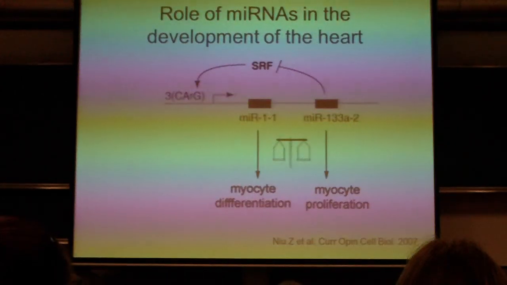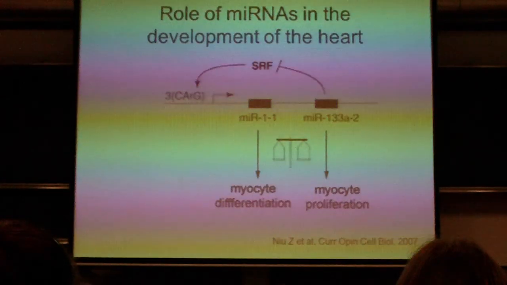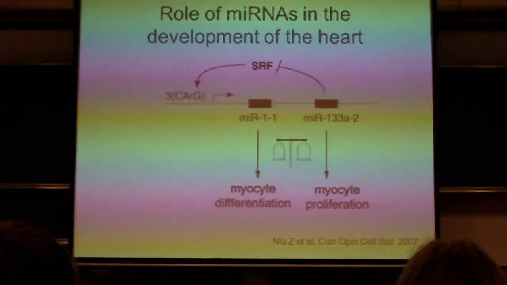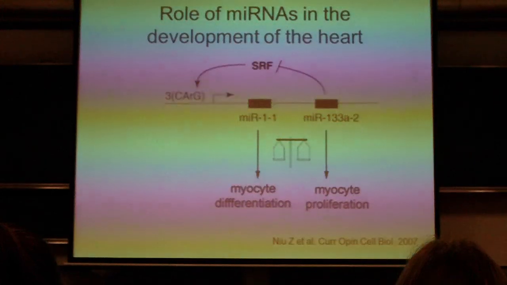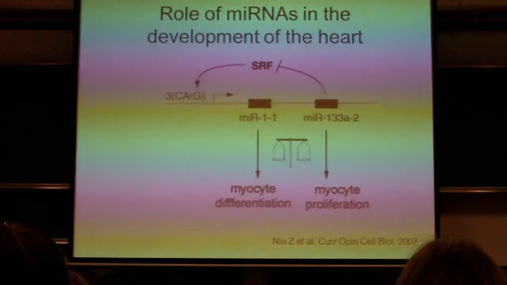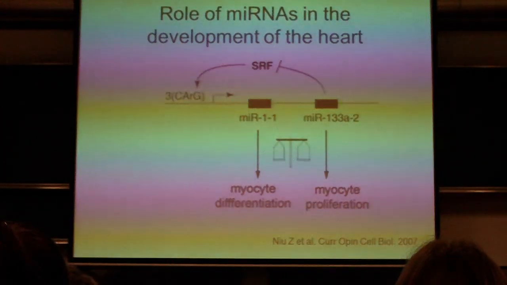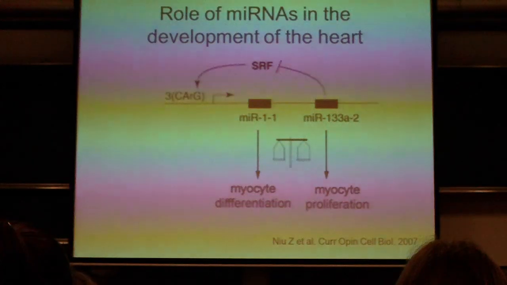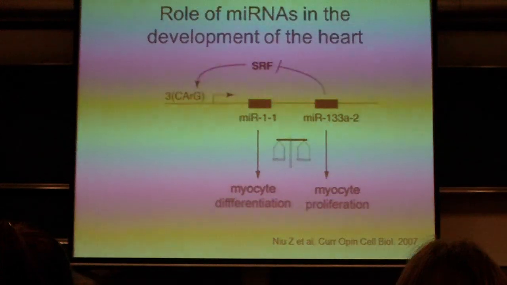But you can see that one microRNA, microRNA-1, has an important role in myocyte differentiation, while the second, 133, has an important role in myocyte proliferation. These are opposite processes, and they should be balanced. And somehow this gene regulates itself. MicroRNA-133 directly targets the expression and activity of the SRF transcription factor, and thereby downregulates its own expression.